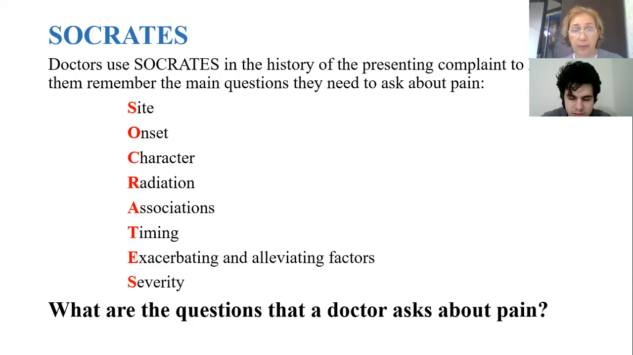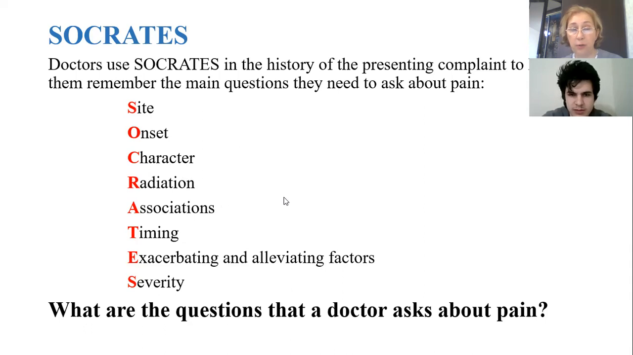So if we have a look at this model, these letters and the words, can you think of the questions that a doctor asks about pain? For example, the first is for site. What is the question? Where exactly do you feel the pain? Exactly. Okay, good. Onset. Does it come on suddenly or gradually? Okay. About character. On a scale of 1 to 10, how bad does it hurt?